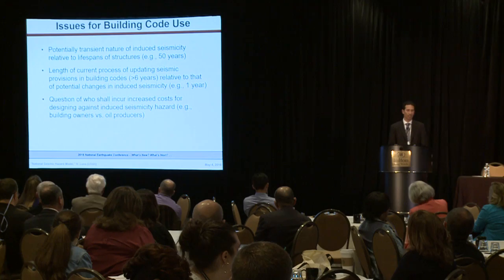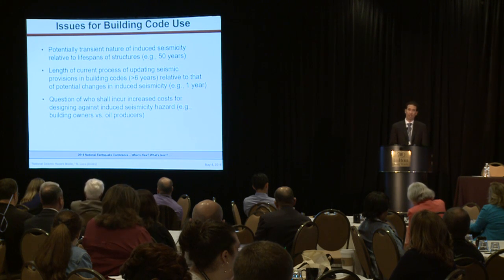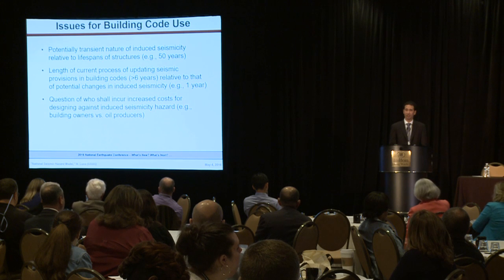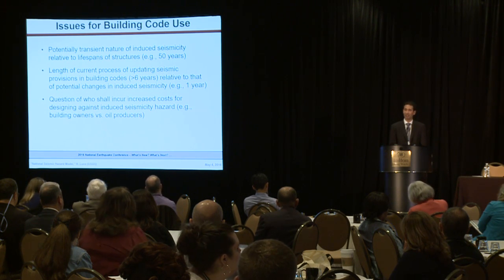So you need a new process. Not that that couldn't be handled, but you need a new process. There's also the question of who shall incur increased costs for designing against induced seismicity, right? So if you were to put new ground motion maps in building codes that include induced seismicity, without further discussion, you'd be specifying who's paying for that, right? Building owners who are paying for their structures that use the design code. And so at least that needs to be discussed. The trade-off in those costs between building owners versus oil producers.